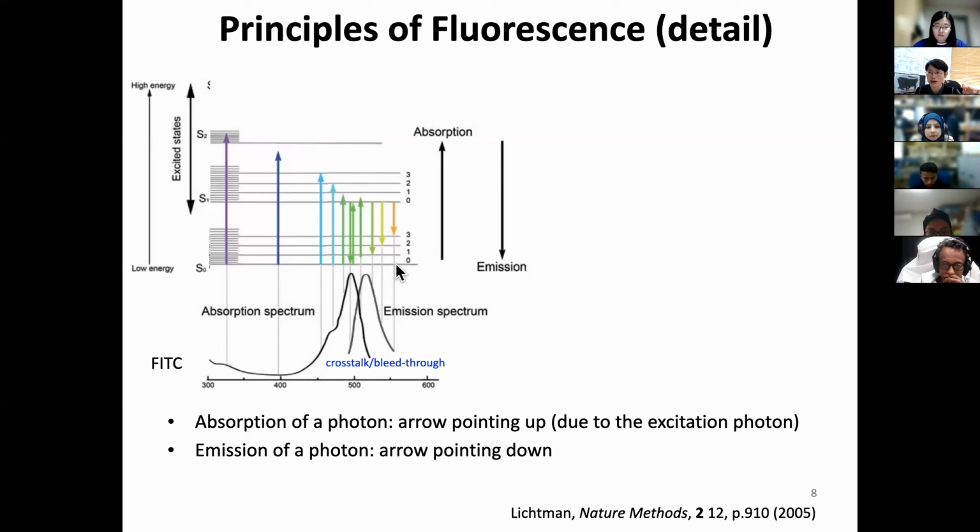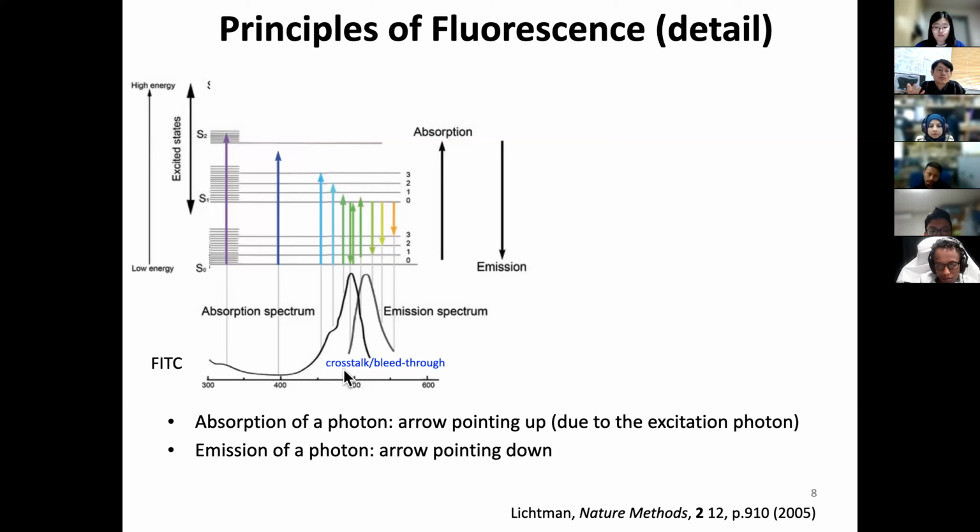And where does the photon or energy state go? It can go to any of levels 0, 1 to 3. What that means is different energy levels. So the emission color is not a single color but varies, peaking here. Because of these shorter and longer ones, you will see a spectrum. And what you notice is there's an overlapping region here. That makes our life a little difficult because we call this crosstalk.